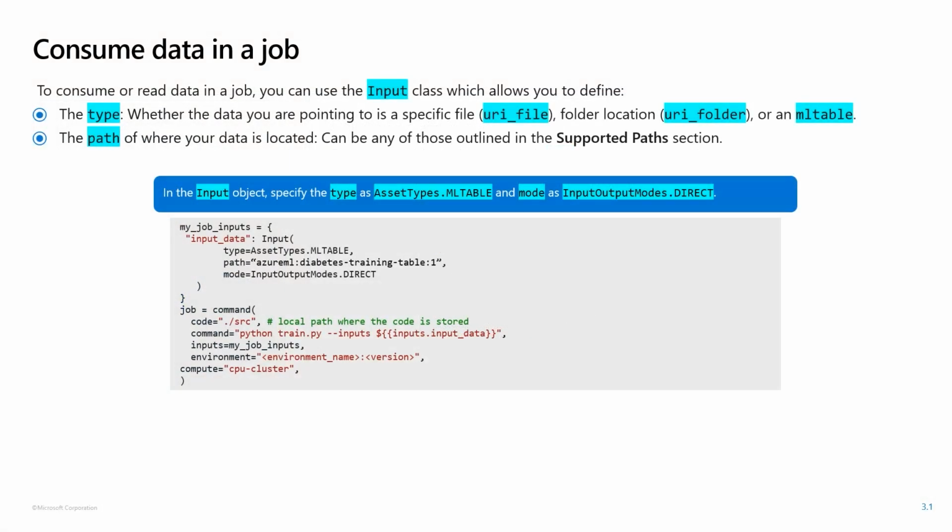The fields to define the input class are the type, which defines the type of data you're working with, such as file, directory, or dataset. The path, which specifies the location of your data, which can be a local path or a path in cloud storage or another accessible data source.